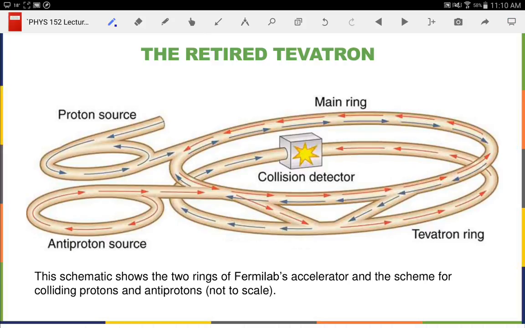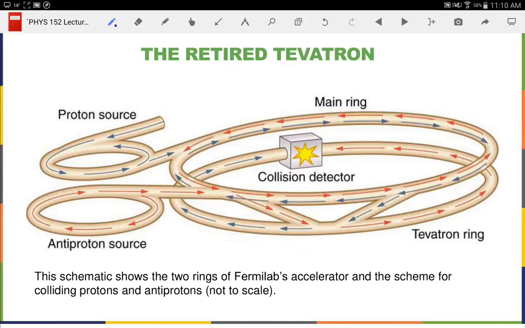The top ring has the protons going one direction, the antiprotons going the other direction. It works out perfectly because they have opposite charges. Exactly the same mass, the opposite charge, the same magnetic field will bend them the same amount if they're going opposite directions. They do keep them separated in that main ring. You do not want them just colliding willy-nilly.